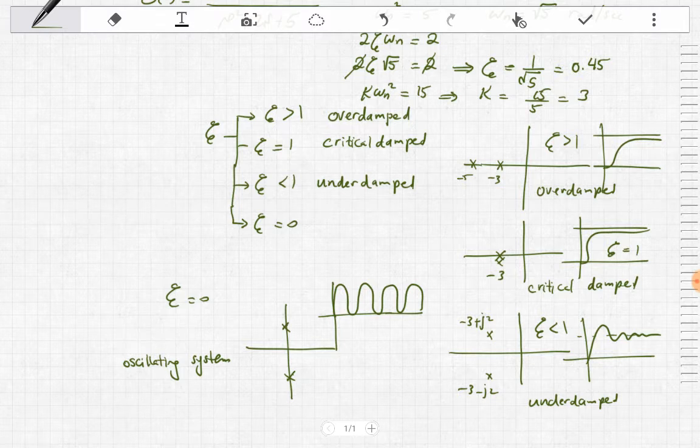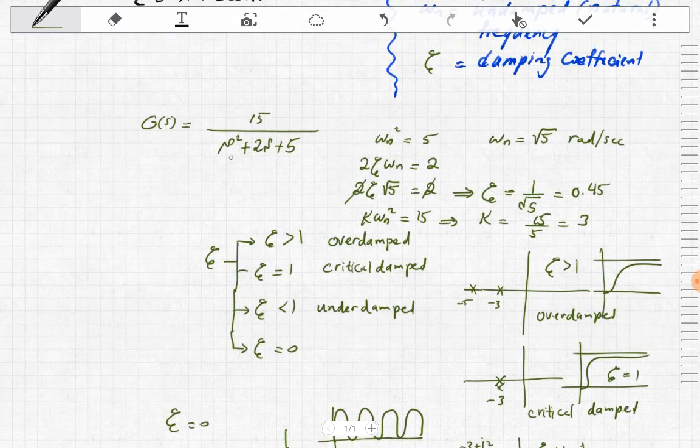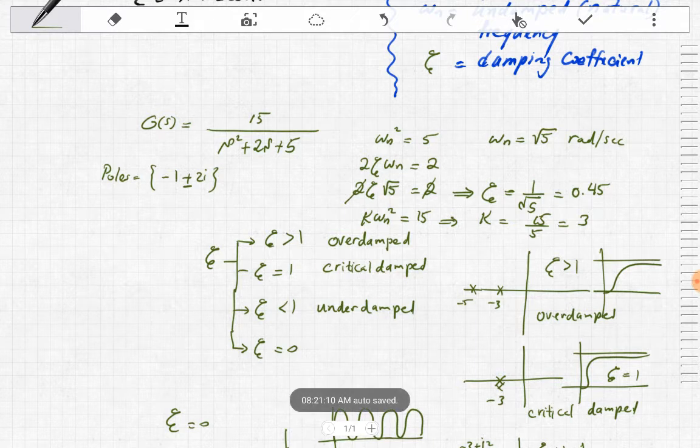But even if you try to check what the roots of this one are, use your calculator in the function one and check for the roots. You'll find the poles equal to, in this case, please check with the calculator, minus 1 plus 2i and minus 1 minus 2i, complex. So if you do that, you'll find complex. But if you look at eta, it's 0.451, less than 1, which should mean underdamped.